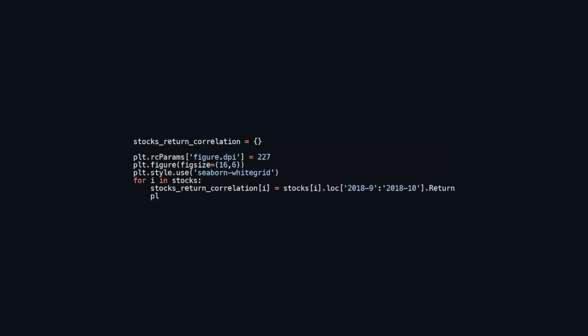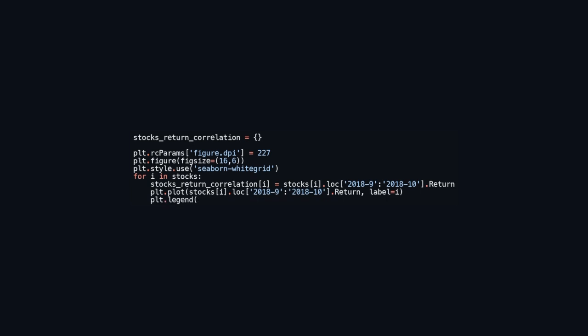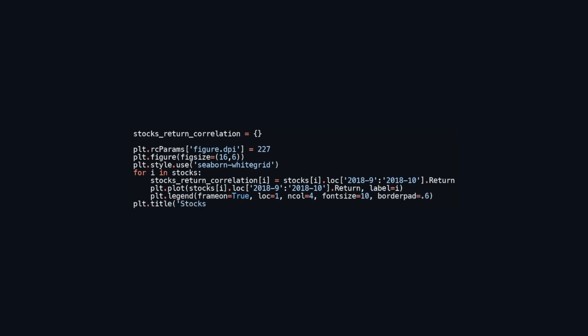The legend is configured to display the stock names, and the plot includes a title, labeled axis, and a horizontal line at 0 to indicate the baseline return. The output is a line graph that illustrates the daily returns of multiple stocks over the selected time frame. Each line represents a different stock, with distinct colors for easy differentiation.